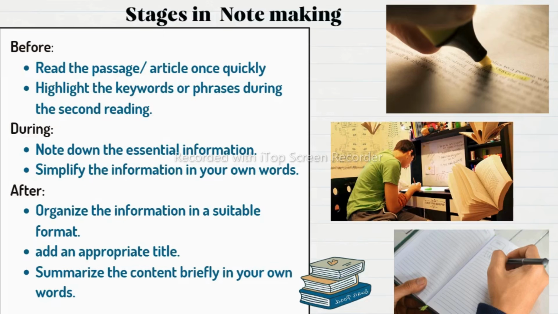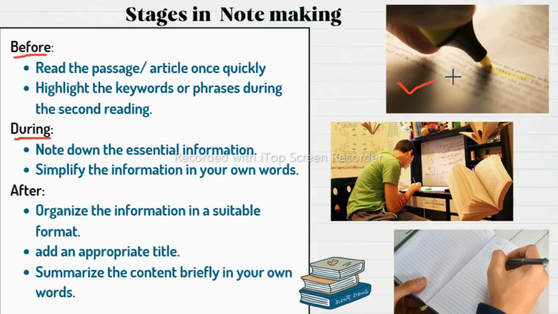Now let's see the stages in note making, how we have to make notes. As you can see on the screen, before making notes, we have to read the passage or any article from a newspaper or anything. We have to read it first. Then after reading, we have to highlight the keywords or phrases during the second reading. Then the next step is we have to note down the essential information. Suppose you have highlighted important points, you have to write them separately on a different paper. Then simplify the information in your own words.